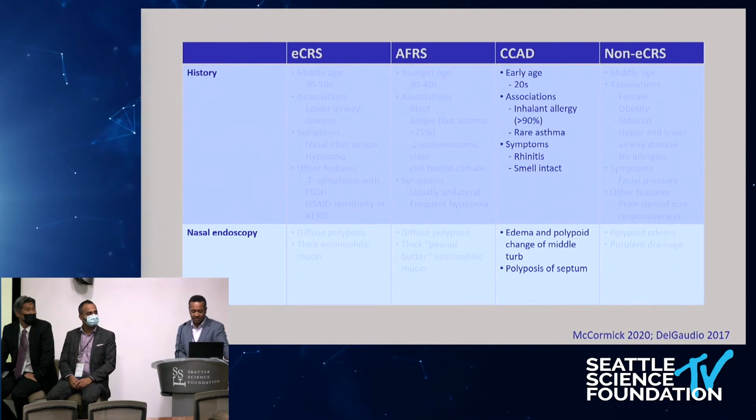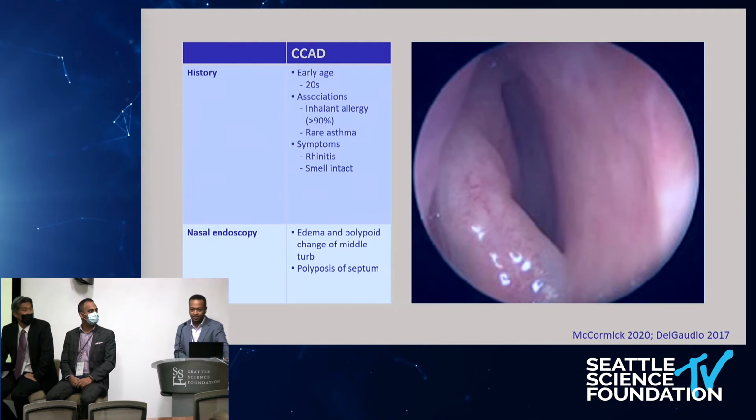Central compartment atopic disease, probably the most recently described of these entities. Early age, severe allergies. Their skin prick testing is obviously, or is often, floridly positive. Very rarely have lower respiratory disease. Symptoms of allergic rhinitis, their smell tends to be intact. And then interestingly, their nasal endoscopy has this kind of very characteristic central distribution where they have polypoid change in those central structures. You're talking septum, leading edge of that middle turbinate, kind of sparing the more lateral aspects of the nasal cavity.